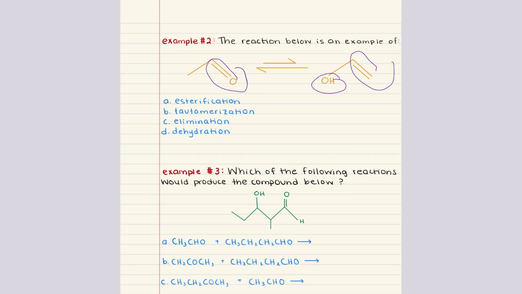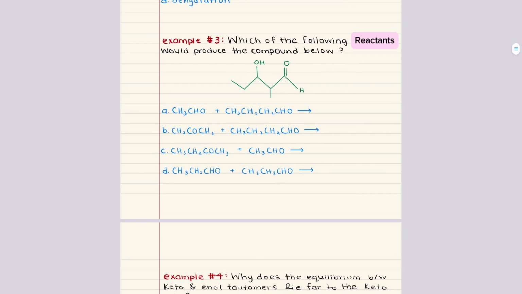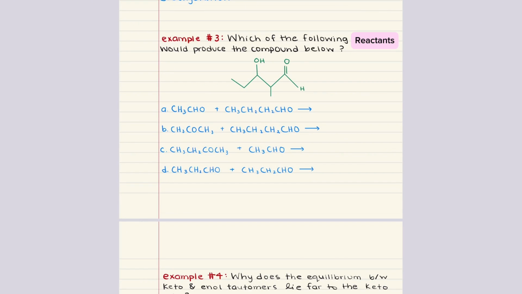In this process, the compound interconverts between 2 isomer forms, a keto form, which contains a carbon-oxygen double bond, and an enol form, which contains an alkene and a hydroxyl group on the same carbon. Therefore, the correct answer for problem 2 is B. Problem 3 says, which of the following reactants would produce the compound below? So we are asked which pair of reactants would produce the compound shown.